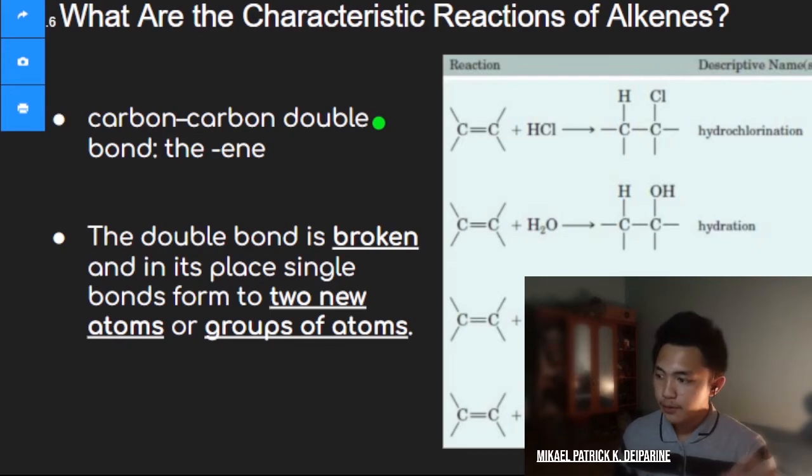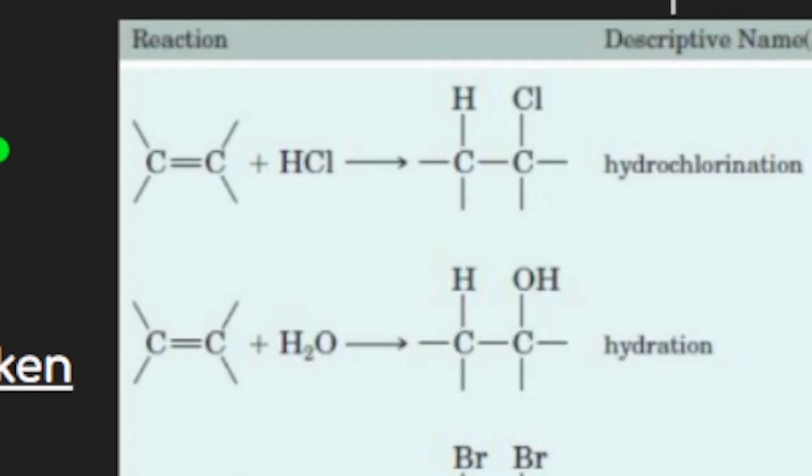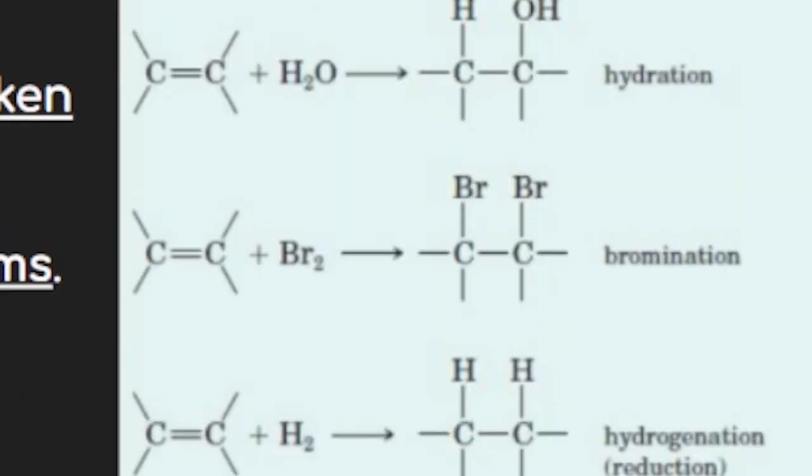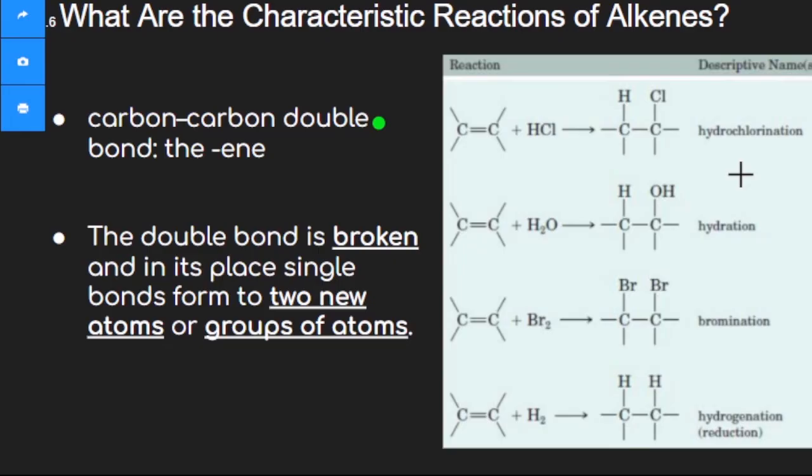Four common types of this would be hydrohalogenation, hydration, halogenation, and hydrogenation. An example of hydrohalogenation would be hydrochlorination. An example of halogenation is bromination, and for hydrogenation, hydrogenation.